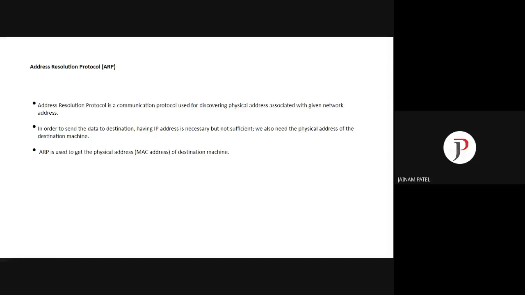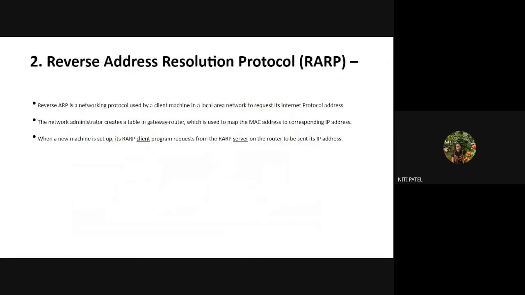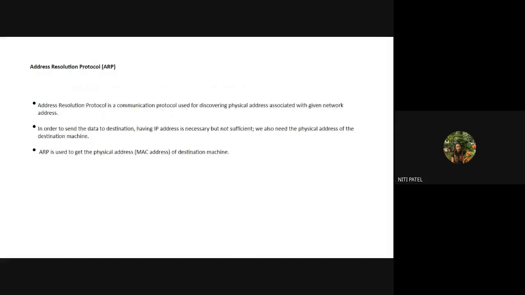Okay. So now we have another protocol called the ARP protocol and the RARP protocol. Now you might have heard about these two in your CL. ARP stands for Address Resolution Protocol and RARP stands for Reverse Address Resolution Protocol. What is Address Resolution Protocol?